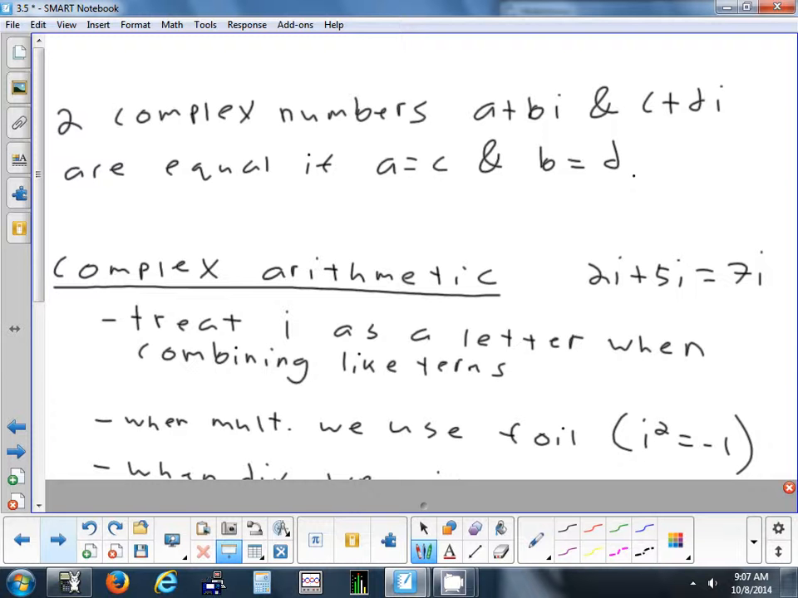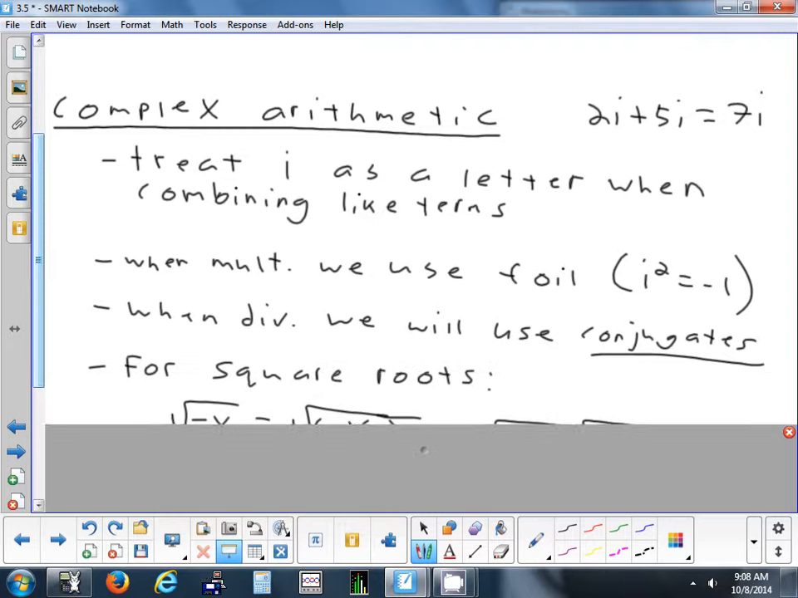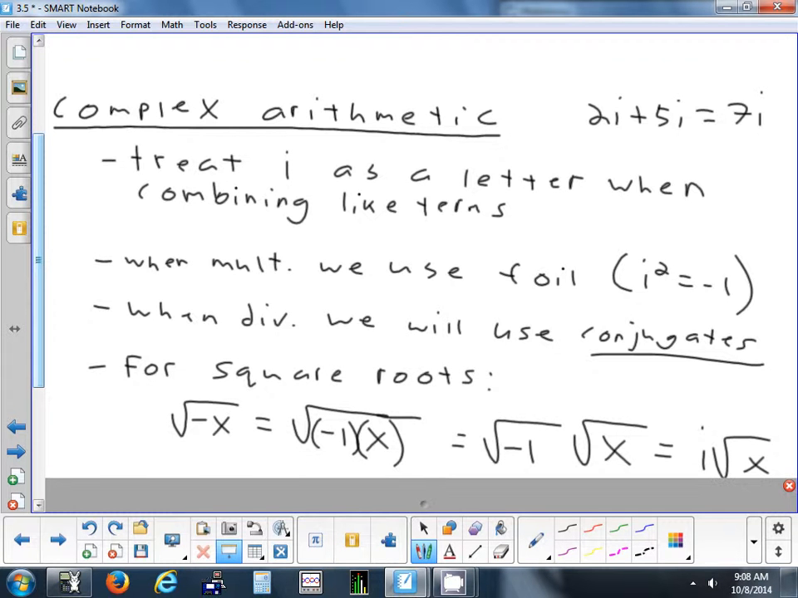When we have to multiply complex numbers, especially complex numbers that have both a real and imaginary part, it's like the distributive or double distributive property. Some people use FOIL. You remember that? When we divide complex numbers, we're going to have to use the idea of a conjugate. So we'll talk about that. And then for square roots, if you have to take the square root of a negative number.